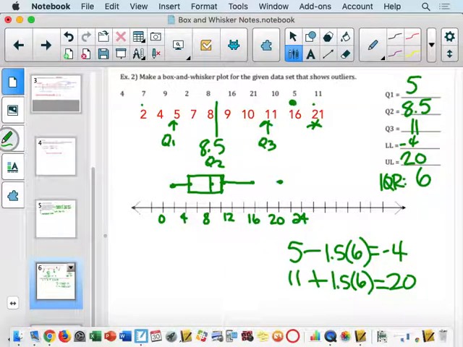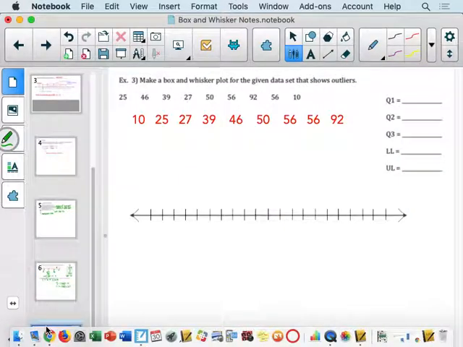All right, so example number 3. Let's make the box and whisker plot with this new set of data. First step, take all your numbers and put them in order. Take 15 seconds here and put the next set of data in order. All right, so I have 10, 25, 27, 39, 46, 50, 56, 56, 92.